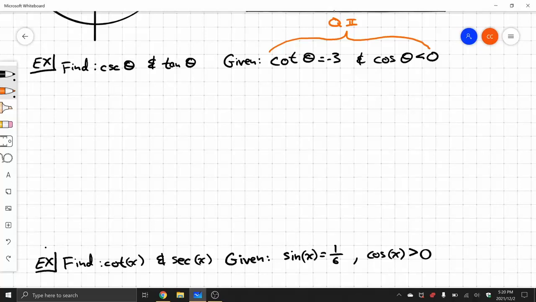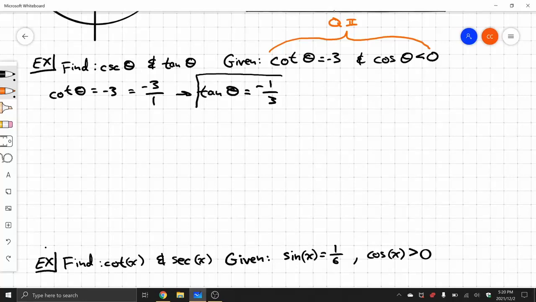So we're given cotangent of theta is equal to negative 3. Well, that's also equal to negative 3 over 1, right? So I know that my tangent theta has got to be equal to negative 1 over 3 because that's just the reciprocal. So we found the first part there pretty easily.